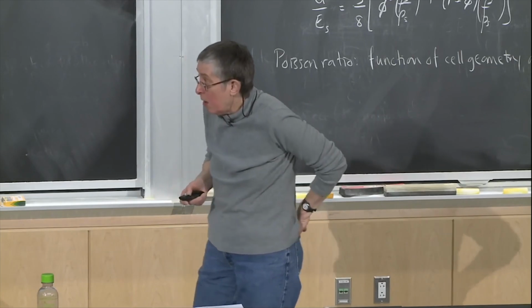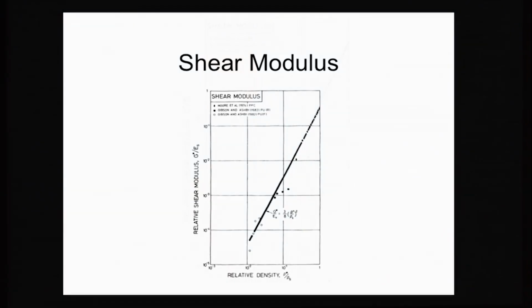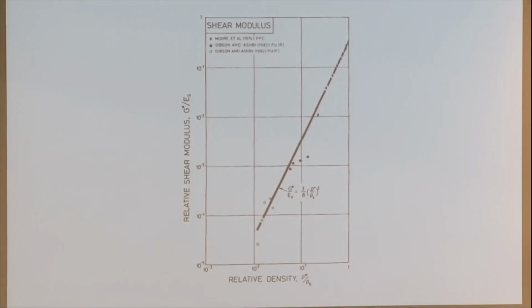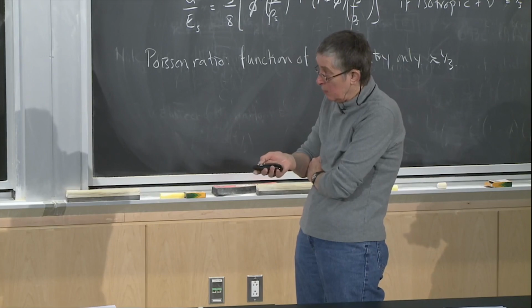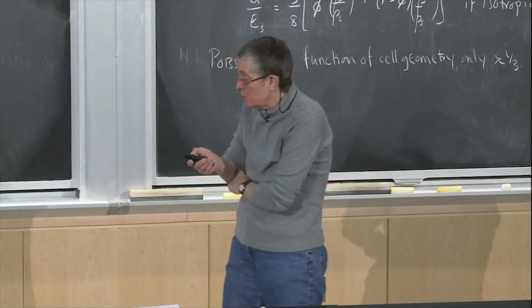And then here's a similar plot for the shear modulus. Here's for open cells 3/8 times the relative density squared. These are open cell foams down here. These are closed cell foams up here. If the amount of material in the faces is small, then you would just get the shear modulus varying with the relative density squared. Then here's data for Poisson's ratio.